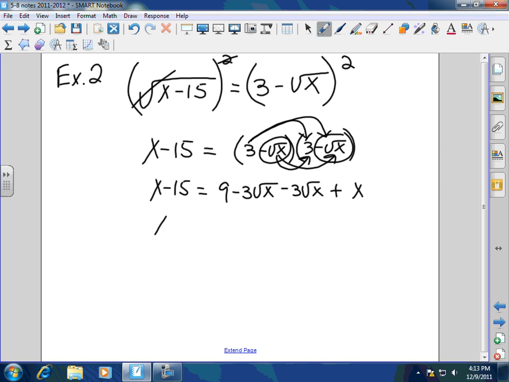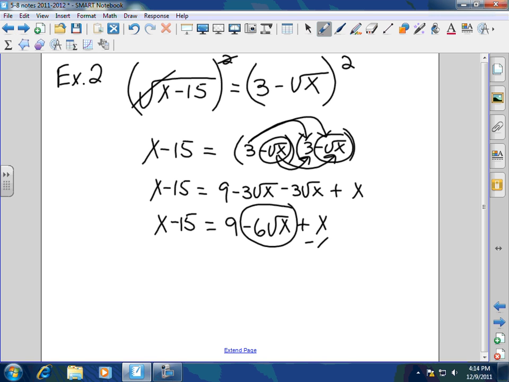So now I've got x minus 15 equals 9 minus 6 radical x plus x. Go ahead and notice that you still have a variable inside of a radical. So now that you only have one radical with a variable inside of it, let's go ahead and get that one alone.